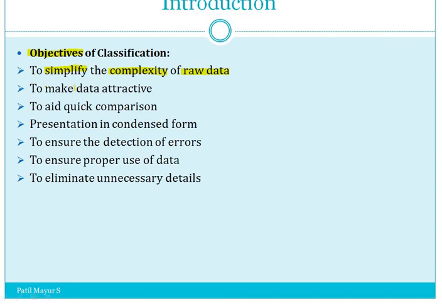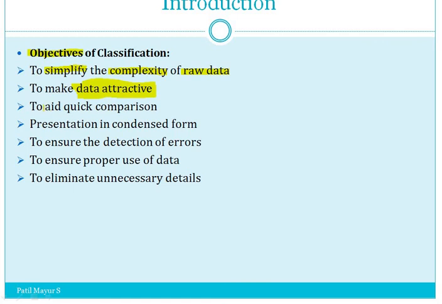Second thing is what? To make the data attractive. So the data that is collected is raw data, and if you collected it on paper in a random fashion, and we classify it properly and arrange it properly, we will make that data very attractive and very user friendly also, so that we can easily understand what is given there. Okay, so that is one of the objectives.